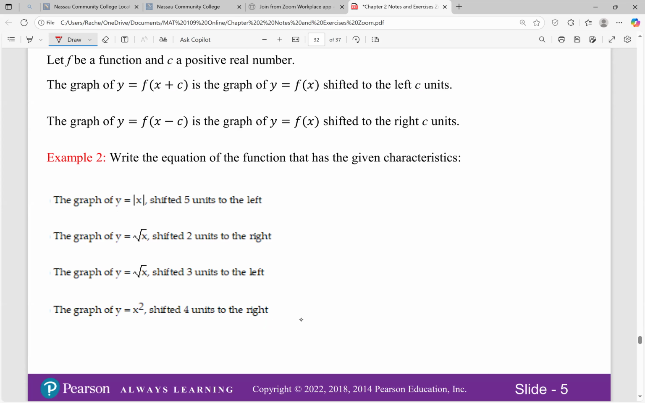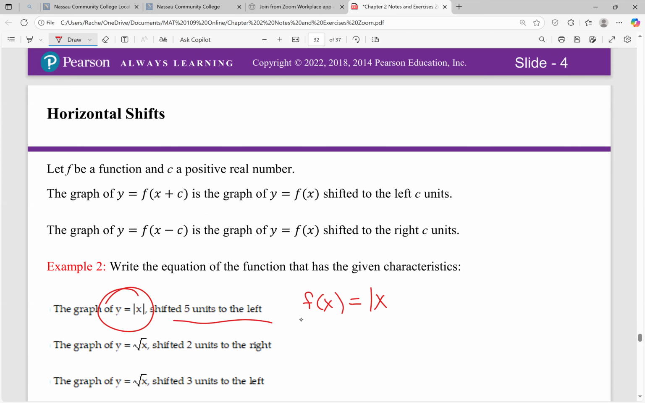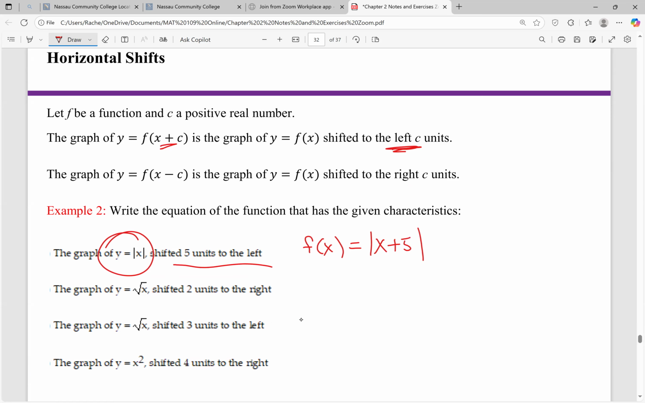So the graph of y equals absolute value of x, let's shift it 5 units to the left. So f of x is going to be equal to the absolute value of x, but since we're shifting horizontally, it's going to be an inside change. We're either going to add or subtract from x. And since we're going to the left, we're going to add c. So in this case, we're going to add 5. So it's going to be the absolute value of x plus 5. And let's graph this.